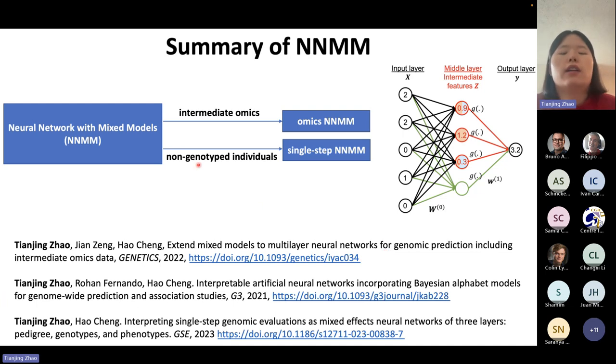So now let's summarize NMM. Here we propose this three-layer structure, NMM, neural network with mixed models. When we have genotypes, omics, and phenotypes, with this kind of structure, we can call it omics NMM. And for the single step scenario, we can put pedigree, genotypes, and phenotypes.